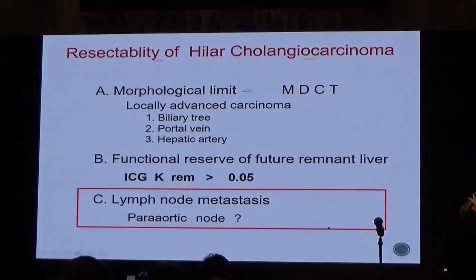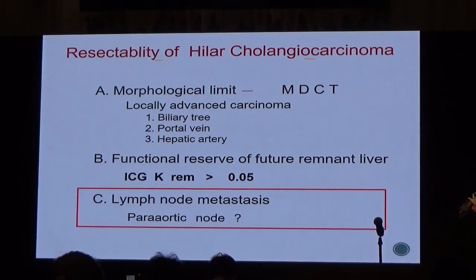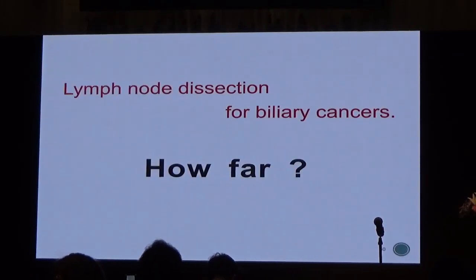Next, I will talk about lymph node metastasis. This is a very big prognostic factor of hilar cholangiocarcinoma. We have already discussed for many, many years how far we should dissect the lymph nodes. But I will show you my novel philosophy from our clinical experience.